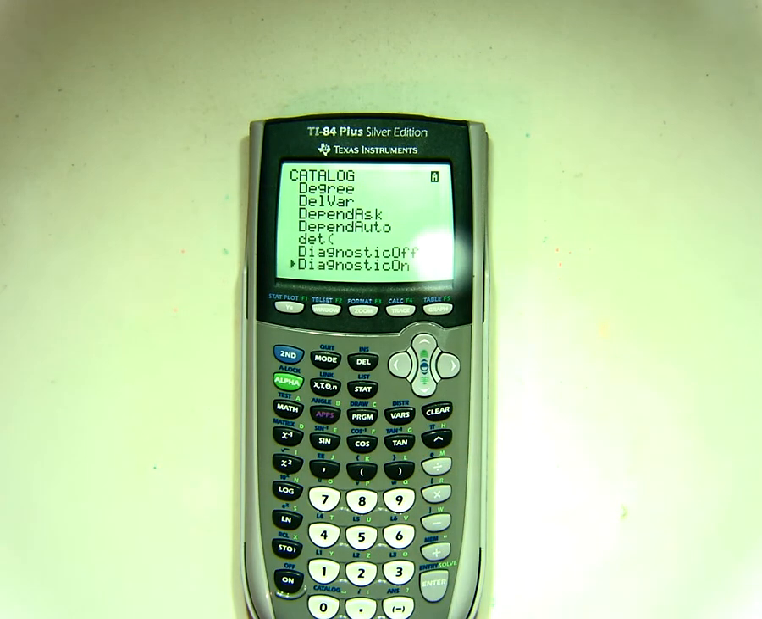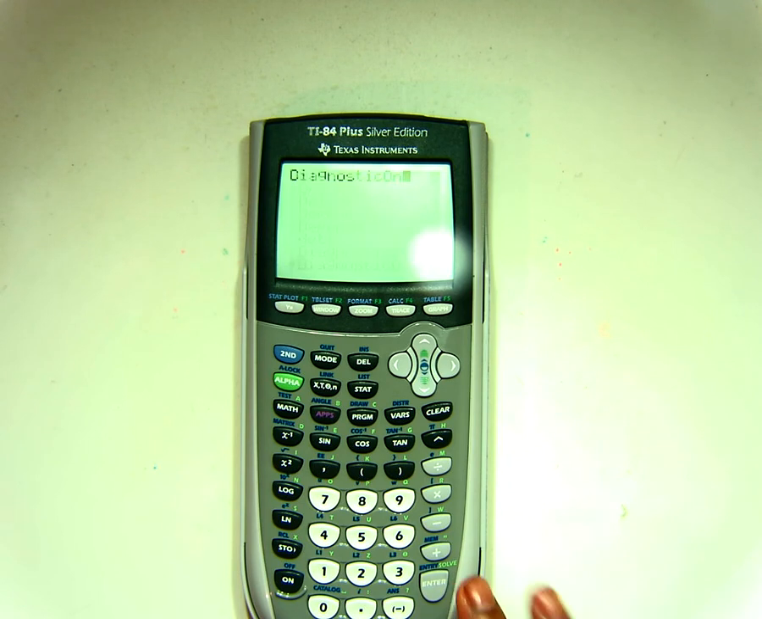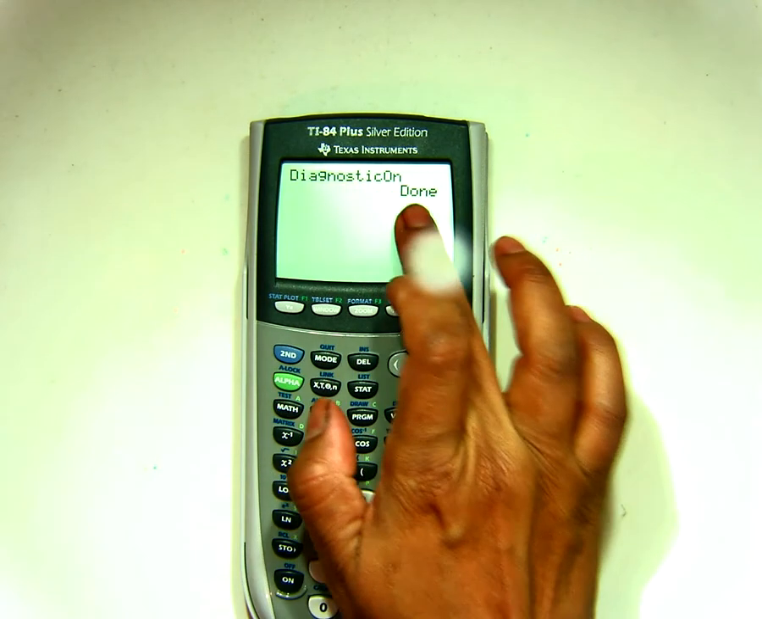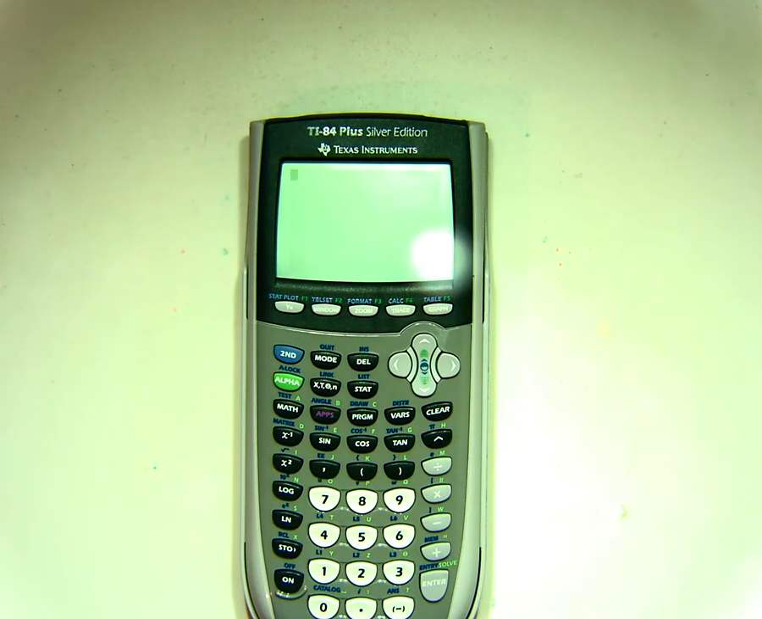Alright, so there is diagnostics on. On, not off. Hit enter. Hit enter again. Nothing magical happened. So if I was going too fast, please feel free to pause and rewind. Just want to make sure it's on. Now what it just did was, in your calculator for linear regression, it identified what your R correlation coefficient was. But we don't know that until we get to that point.